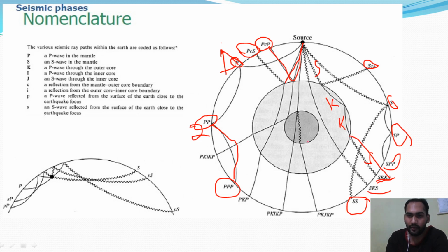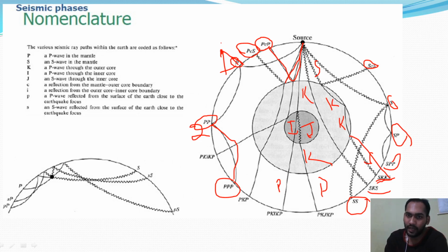SKS I have already told. Yes, this one I missed in the previous diagram. This is J. I told you that I will show it. So it is P wave started from source and travelled through the mantle as P, then in outer core P, so that is K, then in the inner core it can travel as P, so that will be capital I, or else it will travel as S, so that is J, and then outer core again K, then here it will be P, right? Here it will be P.